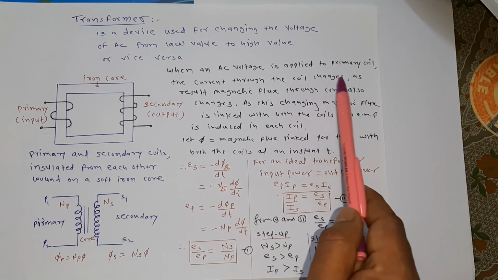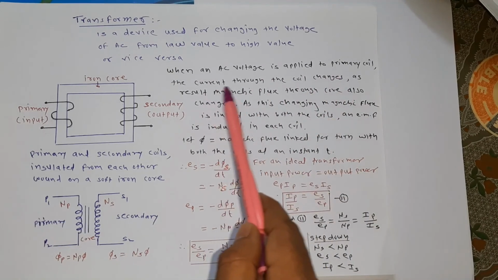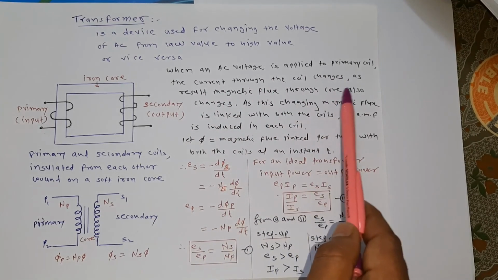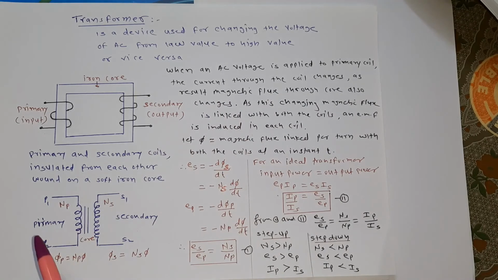the current through the coil changes. As a result, the magnetic flux through the core also changes. Obviously, as per Faraday's law, as the current in the primary changes, the magnetic flux linked with this coil changes. This magnetic flux linked with the other coil also changes. When the magnetic flux linked with the other coil changes, EMF gets induced in the secondary coil.